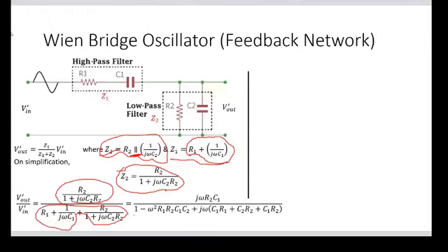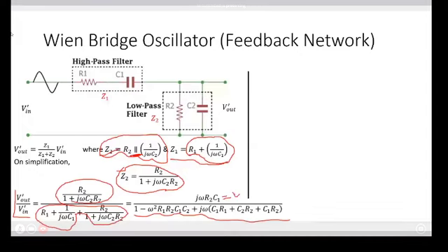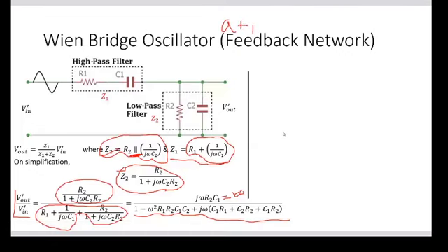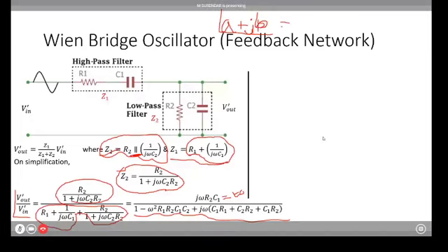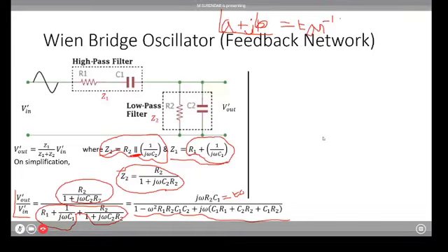Now, if I am computing the phase of this V output by V input, that means the angle of V output prime by V input prime, we have to compute the angle, which means tan inverse of B by A. Do you remember, if I am having a complex number A plus JB, then the angle of this A plus JB is given by tan inverse of B by A.